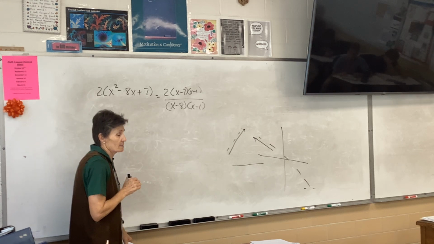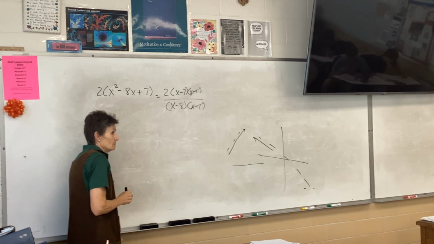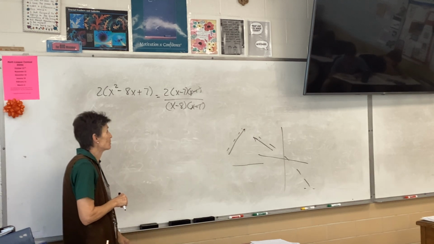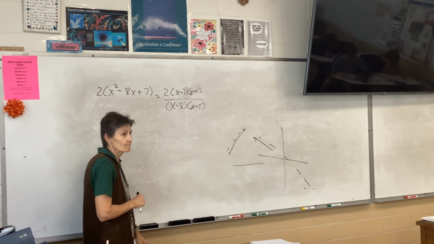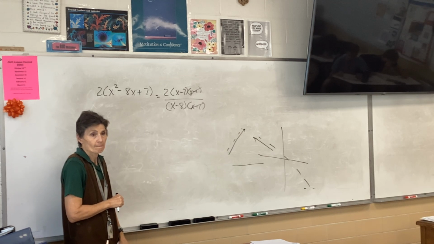Now, what do you notice? There's a hole. And you can find it. You're not asked to find it. You're asked to find the vertical asymptote. Where's the vertical asymptote there? X equals 8. Yep, that's your vertical asymptote. Then what about the x equals c part?